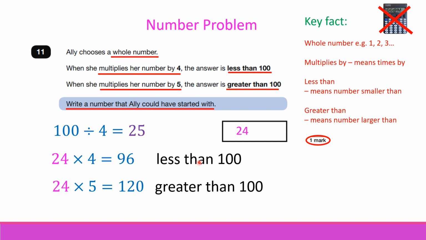Now there could have been other numbers, and as long as you wrote any correct number, you would get the answer correct. And I'll show you which answers are correct on the mark scheme. The answer I've gone for is the number 24. Make sure that you can multiply by 4 and multiply by 5 easily in your head. If you need to do it the written way and show all your working, that is absolutely fine. You will still get the mark for it in the exam.